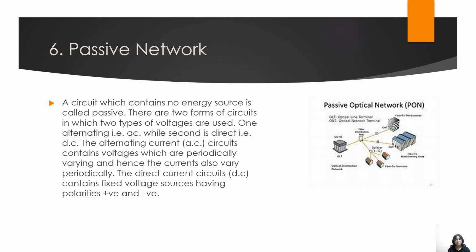The sixth type of network is passive network. A circuit which contains no energy source is called passive. There are two forms of circuits in which two types of voltages are used. One alternating, that is AC, while second is direct, that is DC. The alternating current AC circuits contain voltages which are periodically varying and hence the currents also vary periodically. The direct current circuits DC contain fixed voltage sources having polarities positive and negative.